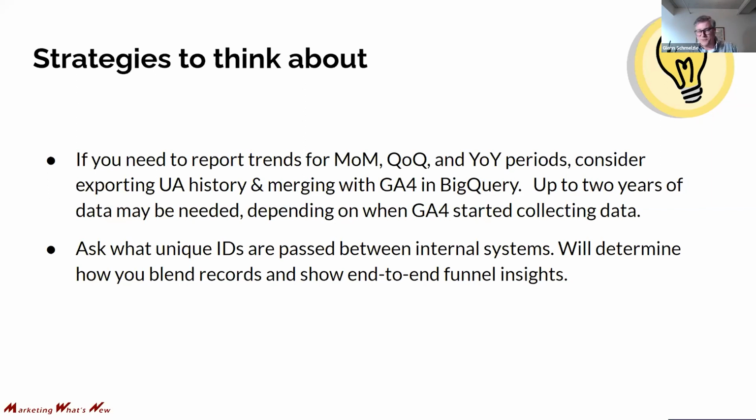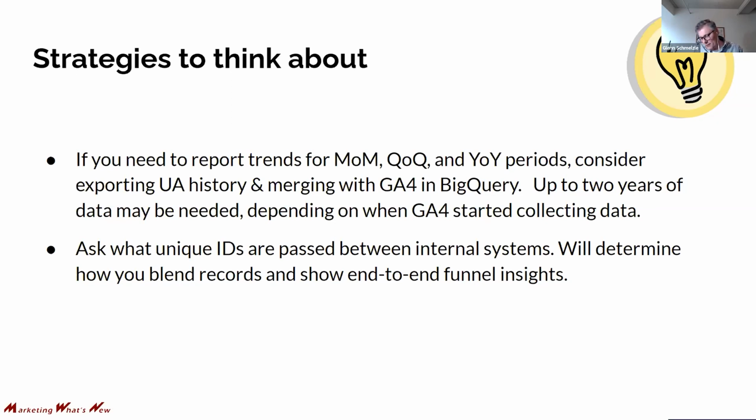Also, it depends on when you set up GA4 for collecting data. So if you do long period over period reporting and you've only just started collecting data on GA4 in the last few months, you will need this UA information to bridge beyond July 1st of 2023 until such time as all of the data in your trend reporting is on GA4.